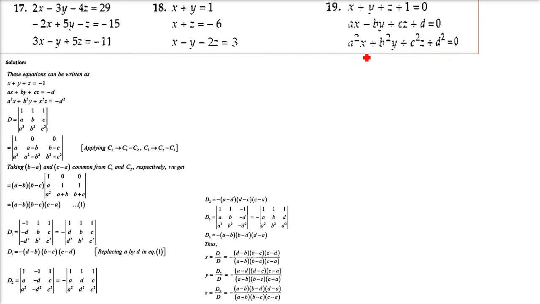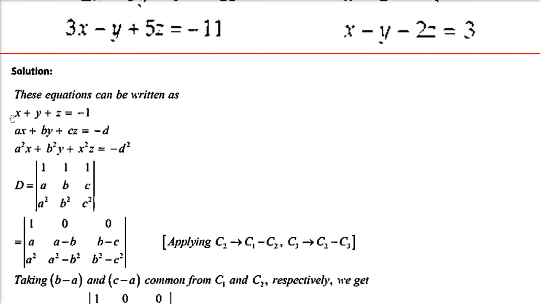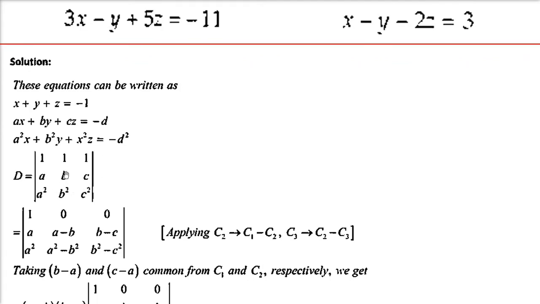So what you have to do is, first you have to take the constant on the right hand side. So when you take it on the right hand side, you will get the a1x plus b1y plus c1z equals d1 kind of situation. Now see here. So this is the equation. We have taken minus 1 minus d whole square on the right hand side. So 1a square, 1b square and 1c square. So this is your first D, capital D.